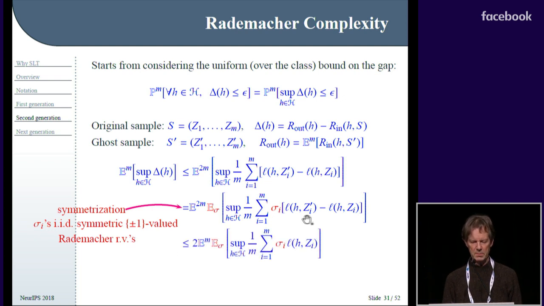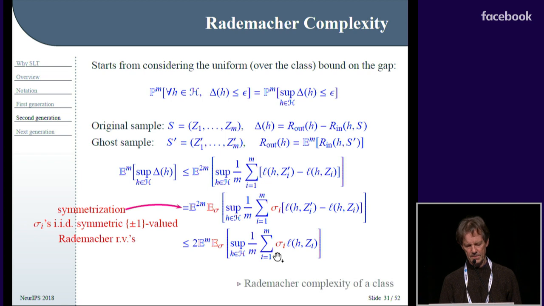And so now we can separate out these two parts, and bound them by the sum of the two parts rather than the difference, and we get twice the expectation of this estimator here, which is basically taking the supremum of the correlation that can be achieved by the function with random noise. So it's a very intuitive concept. It's saying, okay, I'm looking at how well I can align my function loss with random noise. And this is known as the Rademacher complexity of the class, this quantity here.